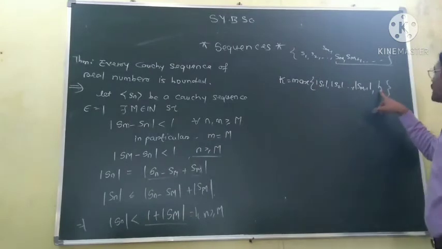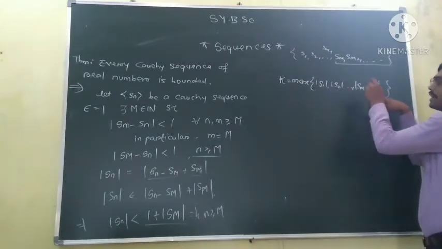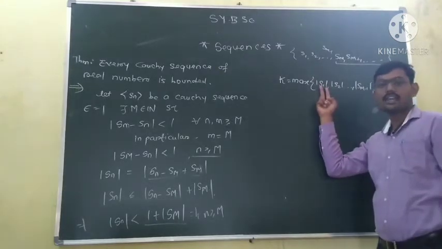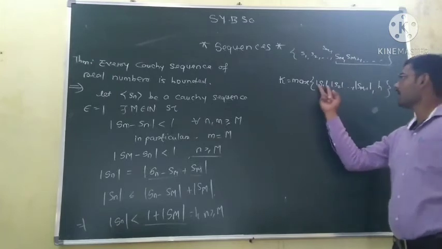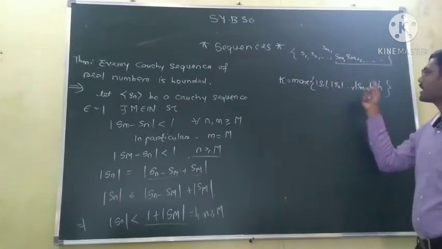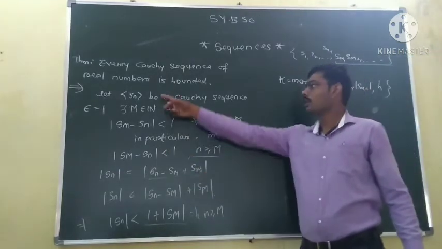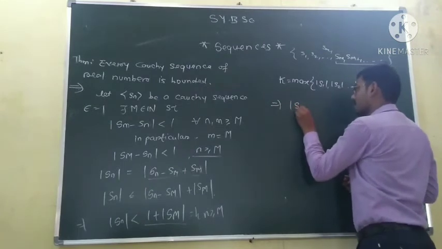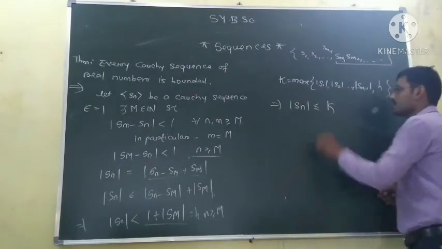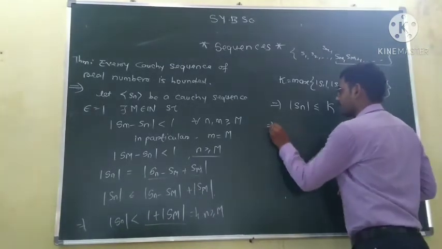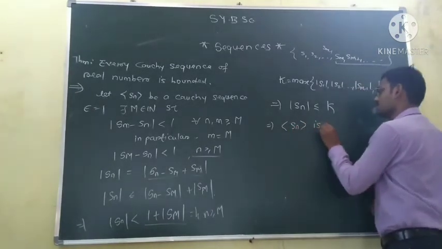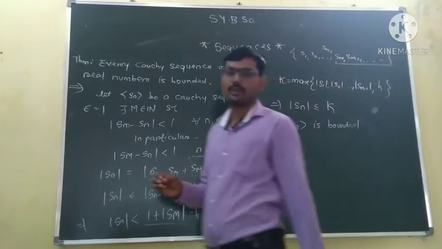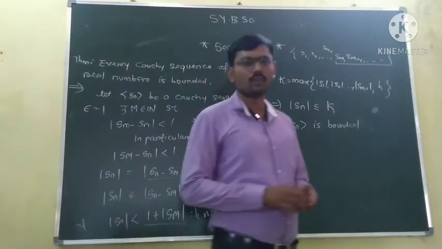Suppose h is the maximum among these, then every element of the sequence is bounded by h. If mod S1 is the highest element in this set, then the sequence is bounded by this number. Whoever is the maximum in this set will be the bound for the sequence. This implies each element of the sequence is bounded by this k, so the sequence Sn is bounded. We have proved every Cauchy sequence of real numbers is always bounded.